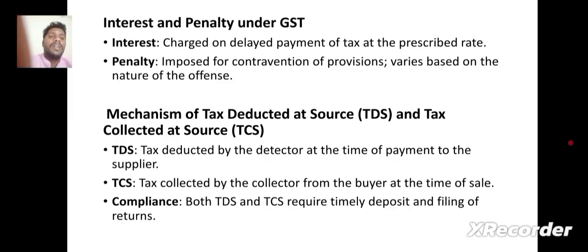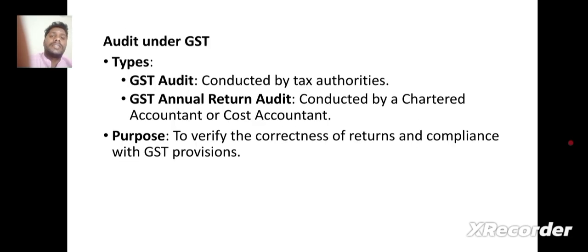Mechanism of tax deduction at source (TDS) and tax collection at source (TCS). TDS, tax deducted by the deductor at the time of payment to the supplier. TCS, tax collected by the collector from the buyer at the time of sales. Compliance: both TDS and TCS require timely deposit and filing of returns.